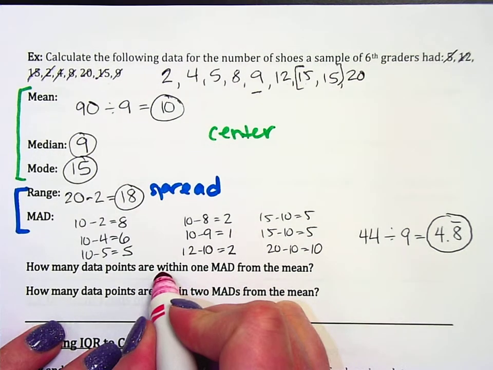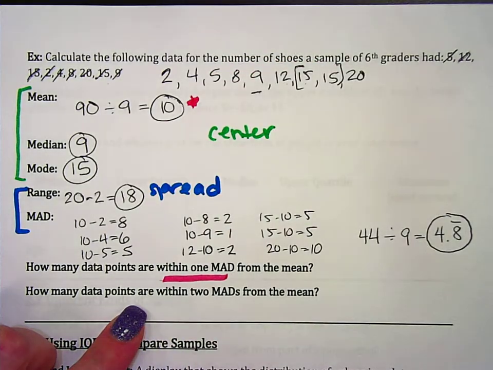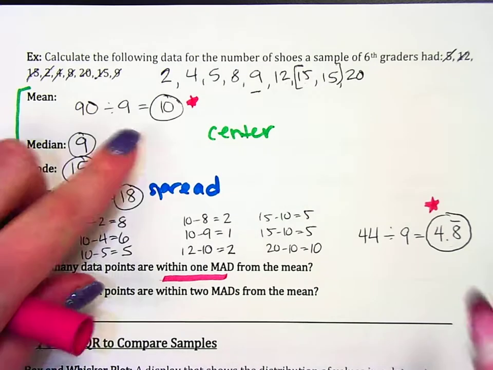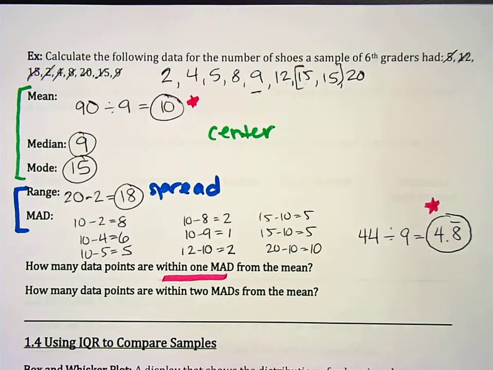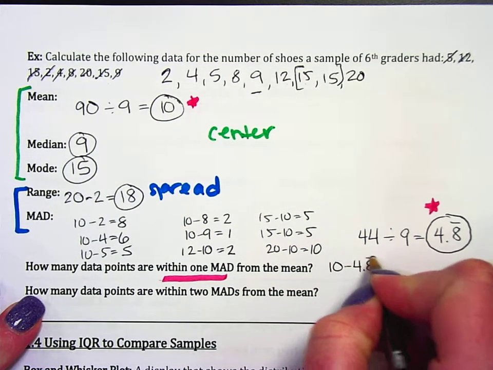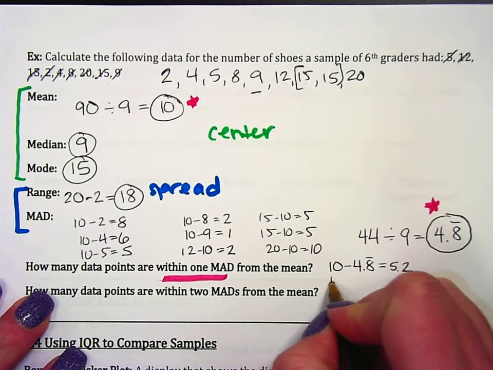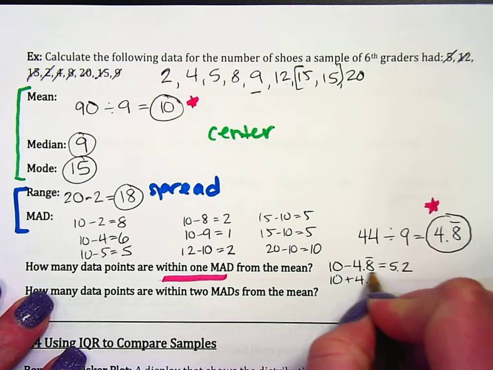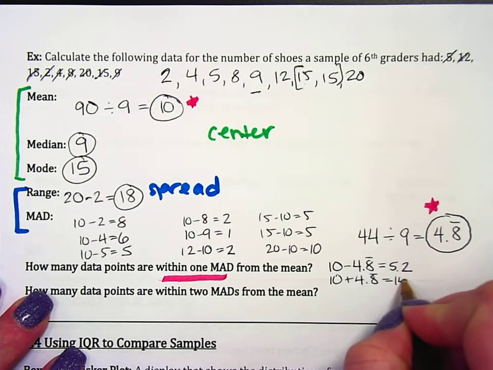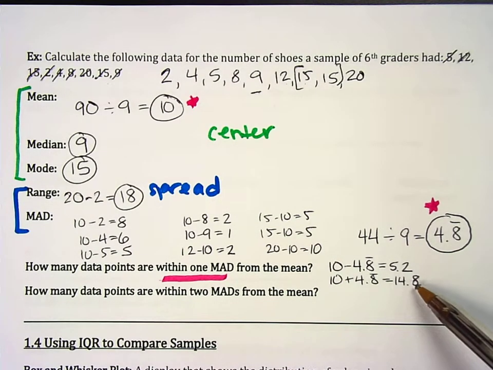Okay, so to be within one MAD, I'm going to take my mean, my answer from last time, and we're going to subtract one MAD. So I'm taking my mean and my MAD. I went ahead and started them there so you can remember where they came from. So if my mean is 10 and my MAD is 4.8, the distance is 5.2. Or I can also be one MAD above, and 10 plus 4.8 is 14.8. Okay, so then within one MAD, we're going to count up how many numbers are between 5.2 and 14.8.